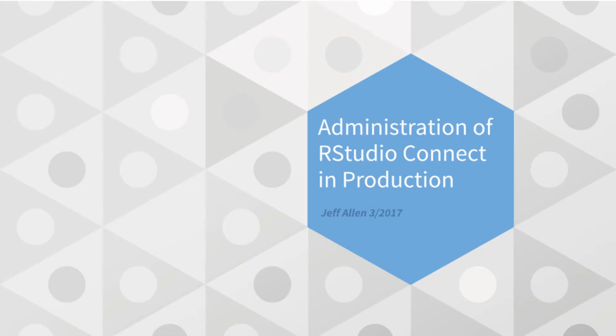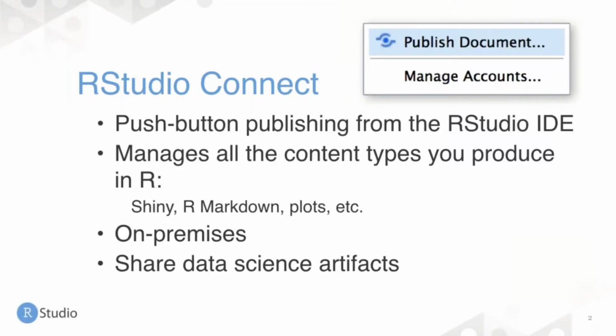So if you're new to Connect, Connect is an enterprise publishing platform for static and dynamic content that you're creating with R. So that can include documents, presentations, dashboards, and Shiny applications, and basically anything that you're producing in R. It is an on-premises application, so you run this on your own server behind a firewall if you want, and you're going to host it on your own equipment there. And the goal is really around sharing data science artifacts that you produced inside your organization.